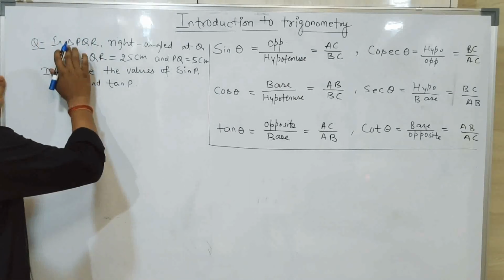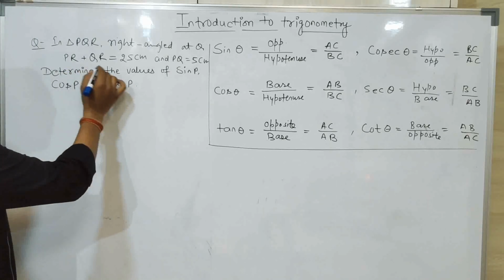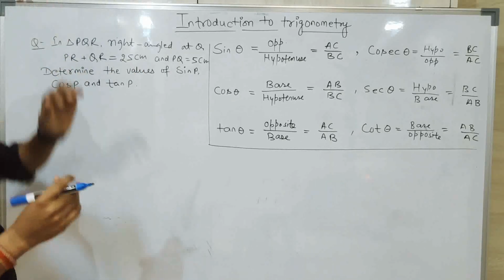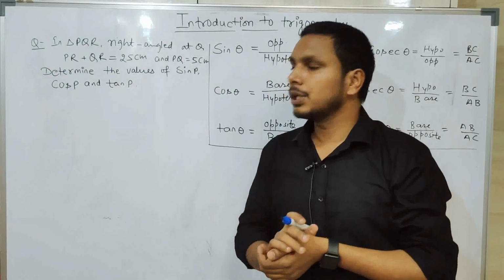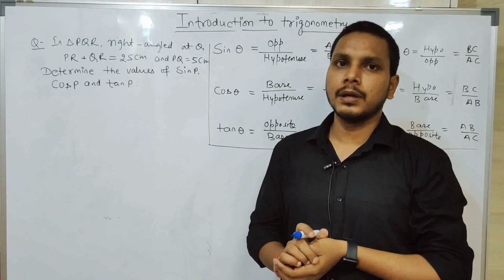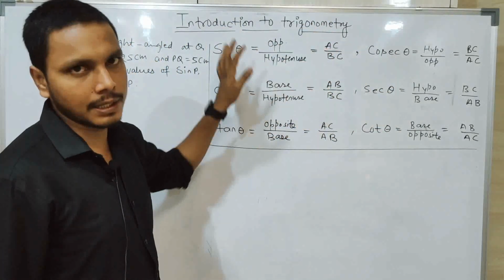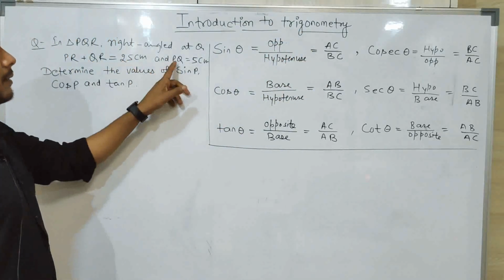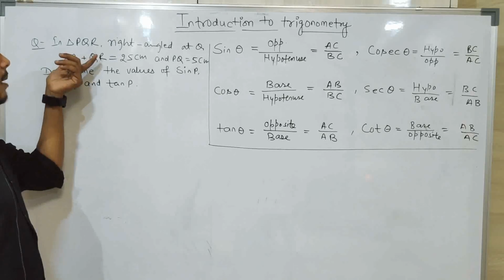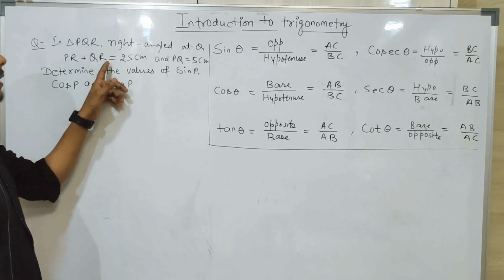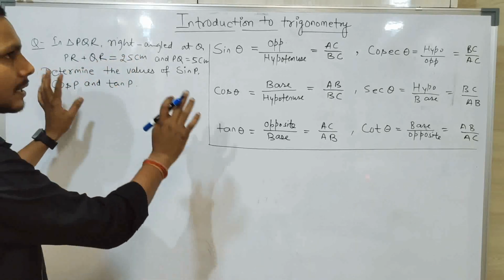Now in a triangle PQR, right angle triangle at Q, where PR plus QR equals 25 cm and PQ equals 5 cm. Determine the values of sin P, cos P and tan P. And we know that for finding any trigonometric ratio, we should have all three sides. But here one side is given, and there is the sum of the two sides given, PR plus QR equals 25 cm. So first we find all three sides separately.